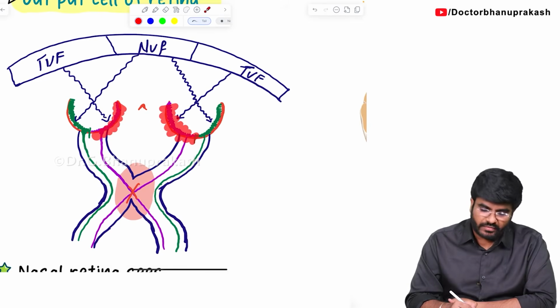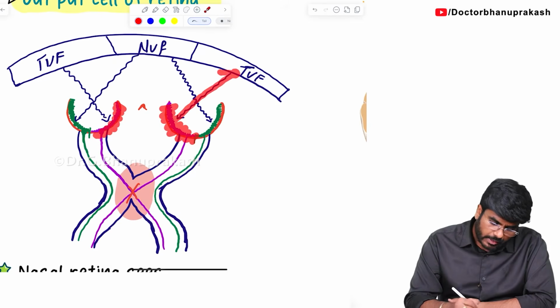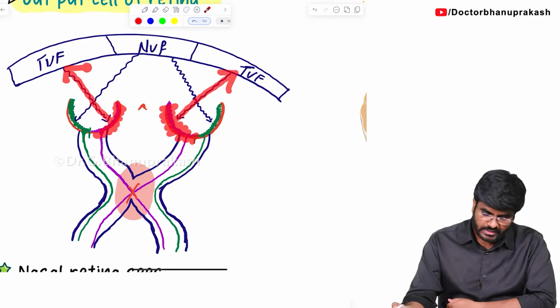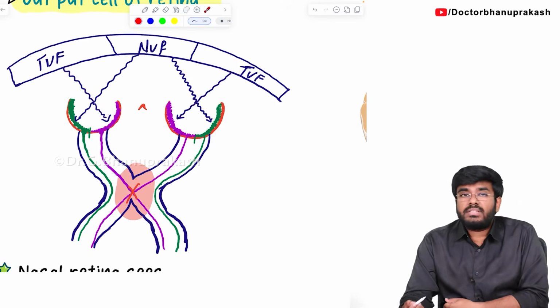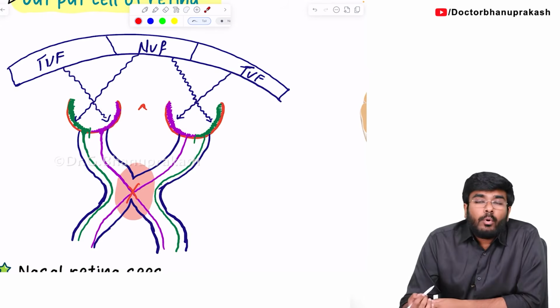The nasal retinal neurons are affected. So which visual field will be lost? It's the temporal visual field that will be lost. So now you understand why a patient with a prolactinoma is going to have bitemporal hemianopsia.